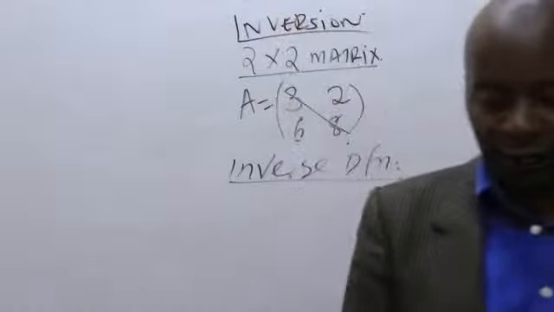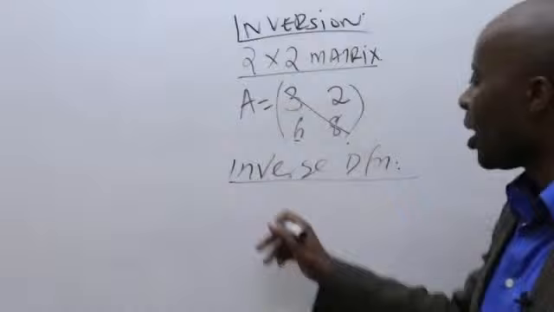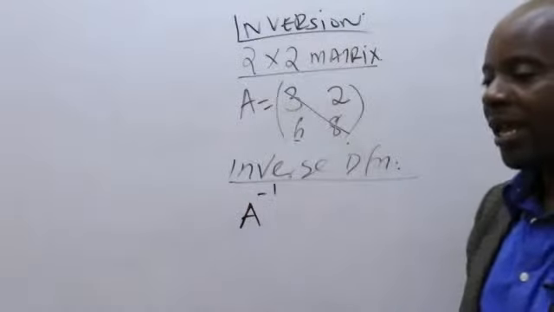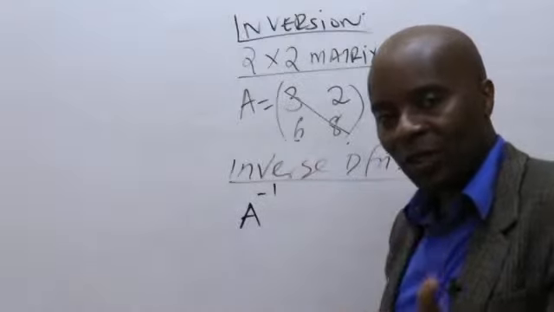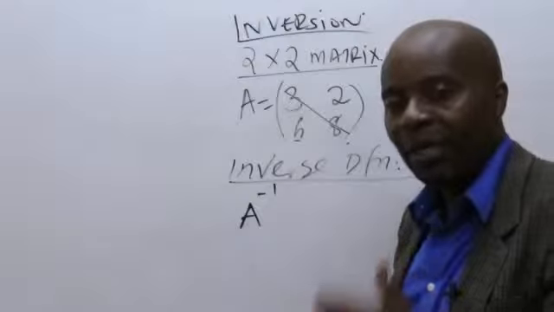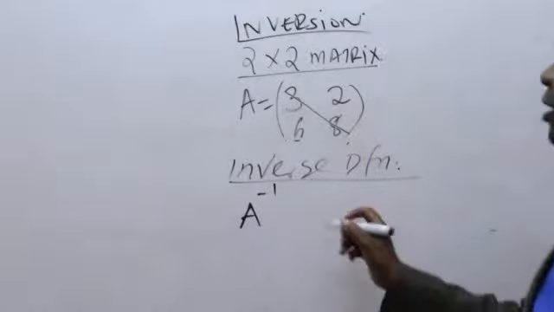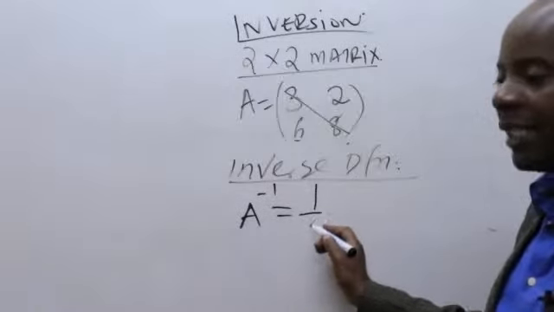The inverse definition, what do we have over here? Inverse definition, we normally write it like this, A raised to minus 1. Whenever you see a letter A raised to minus 1, that's the inverse of A, or B raised to minus 1, that will be the inverse of B. So ladies and gentlemen, the inverse of A here will be equal to what? It will be equal to 1 over the determinant.